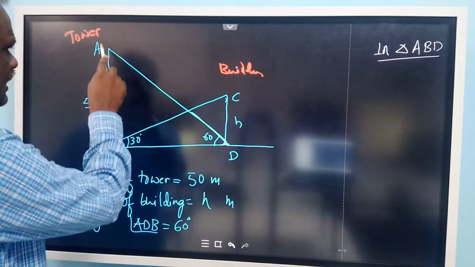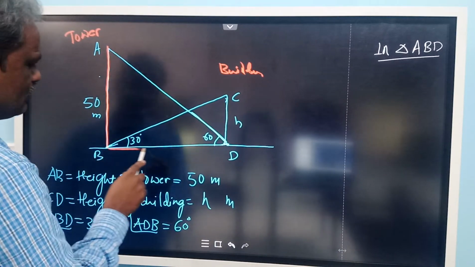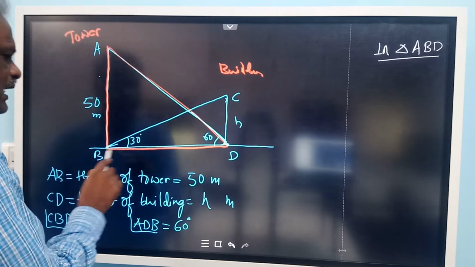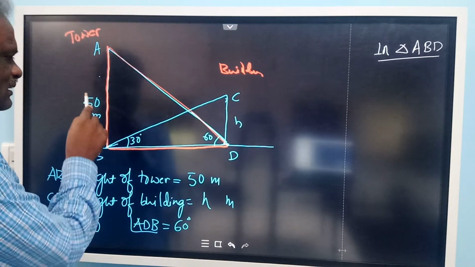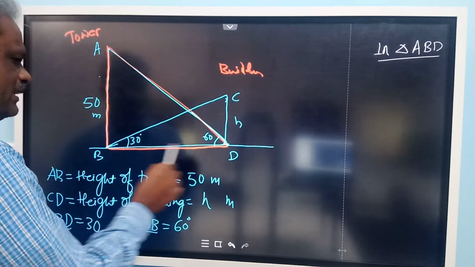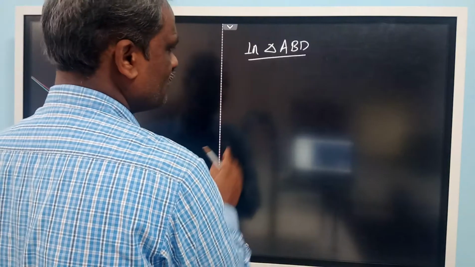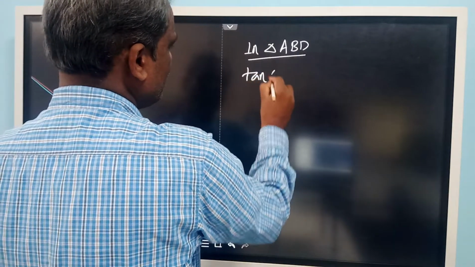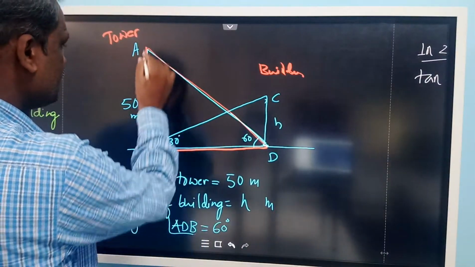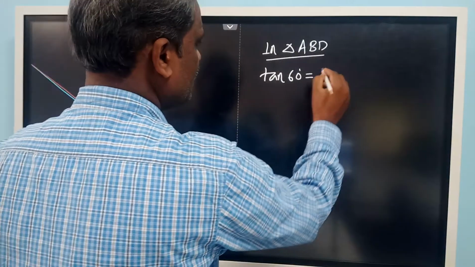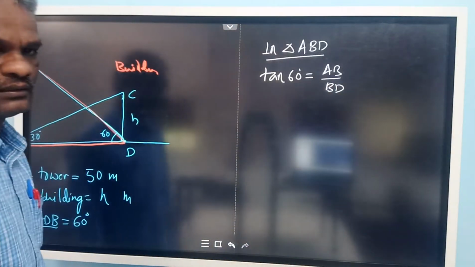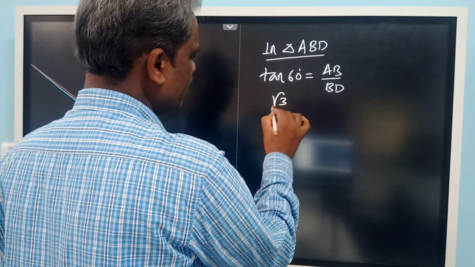So in this triangle ABD, I am going to highlight this triangle ABD. This is given and this is the common side. Let us find out with reference to this 60 degree, opposite and adjacent side. Tan 60 degree is equal to opposite side, AB, by BD.